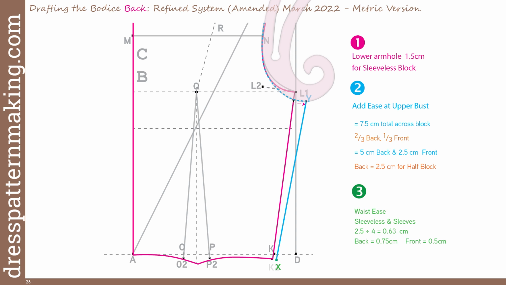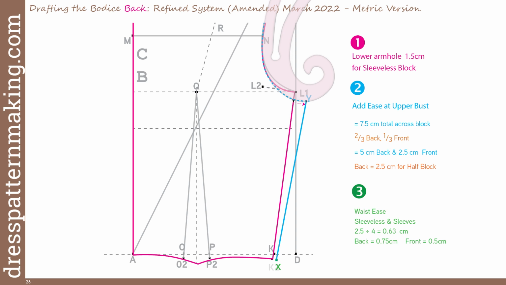For the upper bust ease, the sleeveless block will have 7.5 centimetres, and that's across the whole block. We've already added 2.5 of that to the front, so now there is a remainder of 5 centimetres ease to add to the back. That is 2.5 centimetres for the half block. We will also lower the armhole 1.5 centimetres.